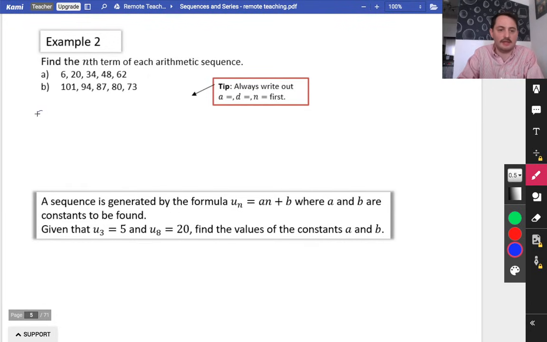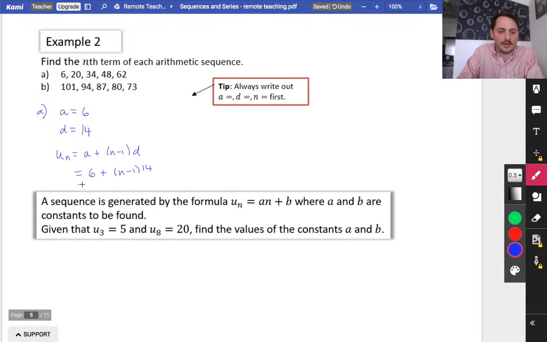So we can clearly see for question A that the value of a is 6, because remember a is just the first term that we have there, and the value of the common difference is just going to be, well, it looks like it's going up in 14s that we've got here. And we know that un is equal to a plus n minus 1 d. And so we've basically got the answer already because this is the nth term here. So we can just substitute in. We have 6 plus n minus 1 times 14. And this is technically the nth term.